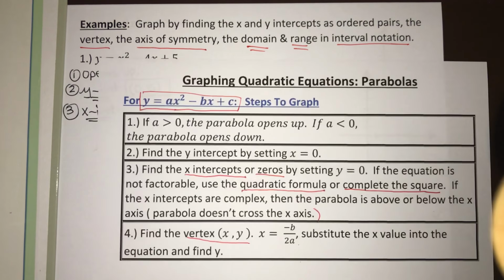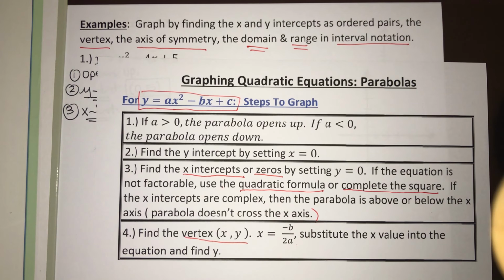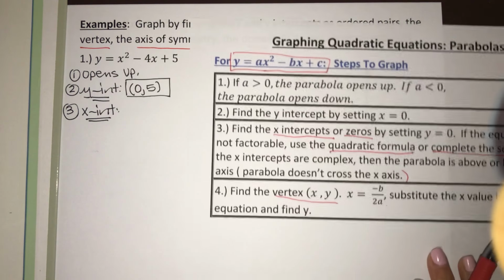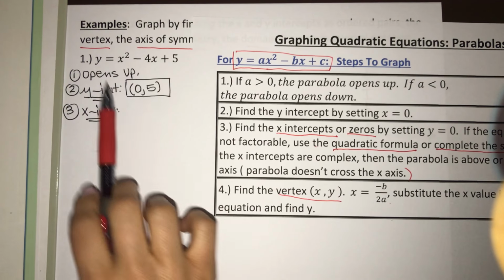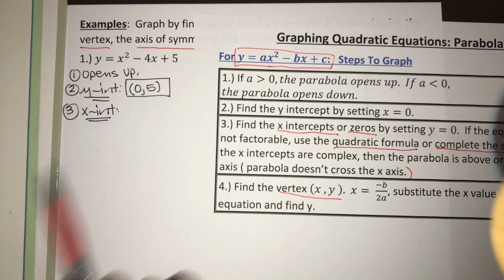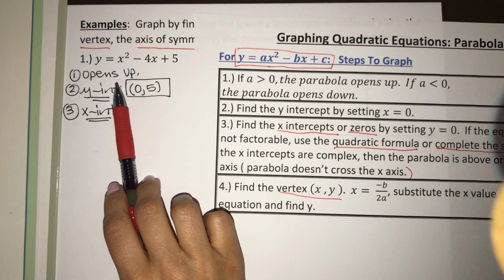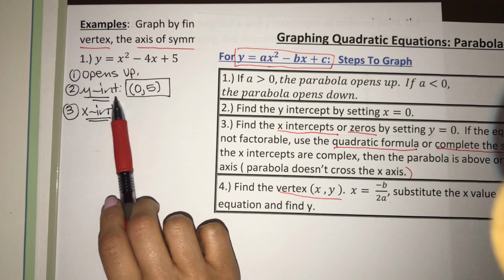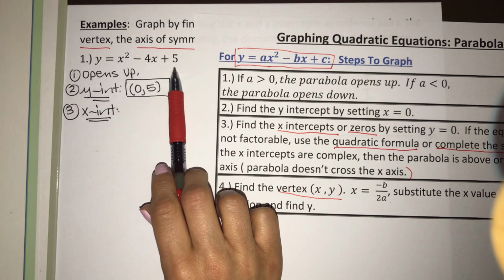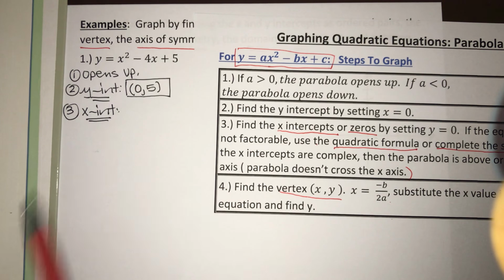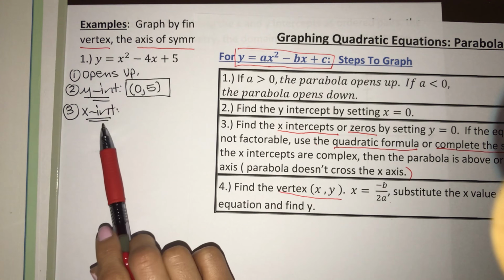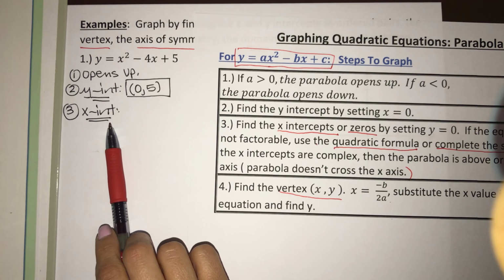So let's start. The first step is to determine if your parabola opens up or down. For this example, our a value is positive 1. The parabola opens up. Our y-intercept is that c value, which in this case is 5. So we have the ordered pair (0, 5).